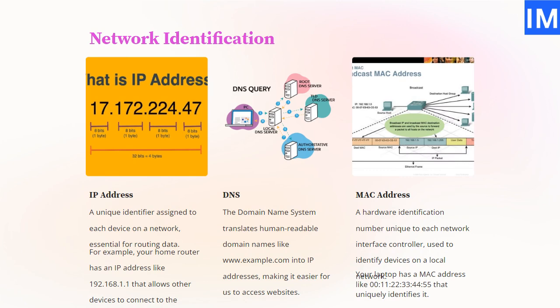Now that we have talked about the different network devices, let's talk about identification. Every device on a network has a unique identifier called an IP address, which is essential for routing data. The domain name system, or DNS, translates human-readable domain names into IP addresses, making it easier to access websites. Additionally, each network interface controller has a unique hardware identification number called a MAC address, which identifies devices on a local network.